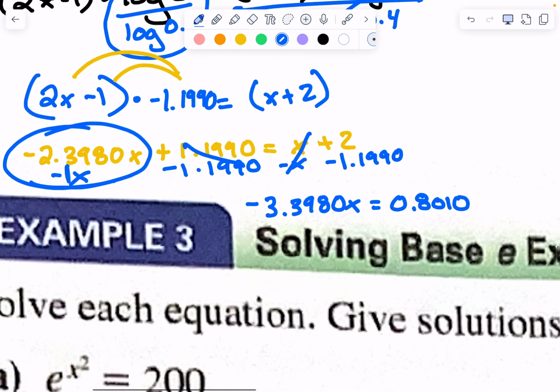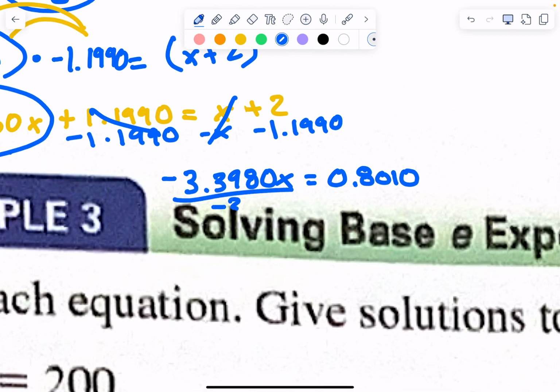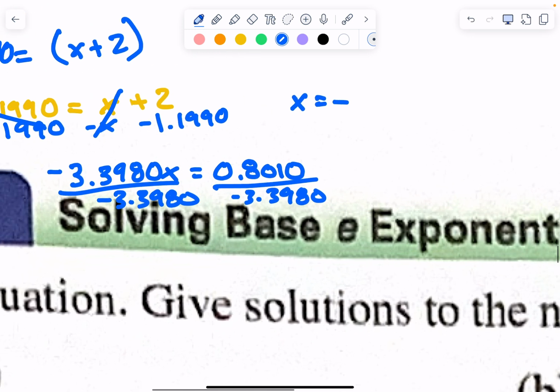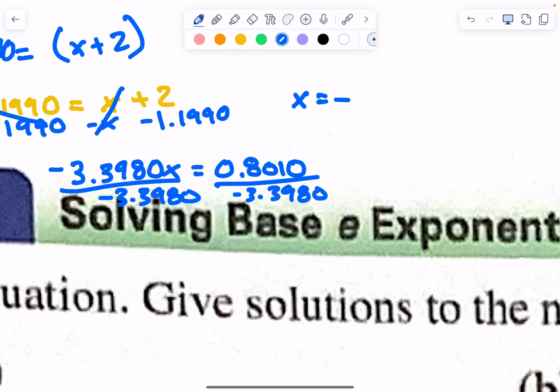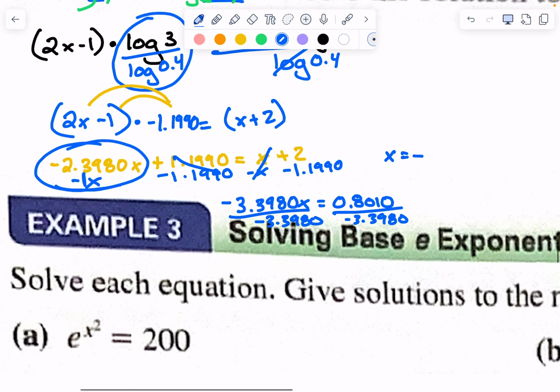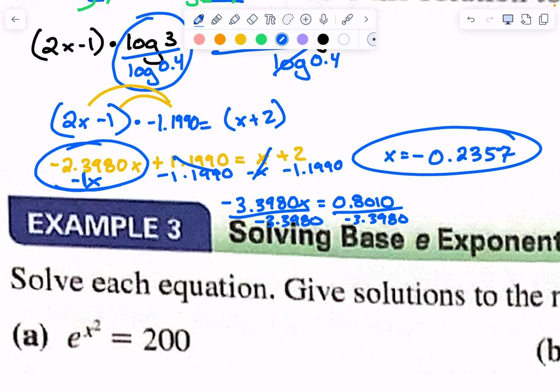Then we got to divide that. And then we just divide him. Divide by -3.3980. X is a big, long, ugly decimal that's negative. Wait, why are you going that way with the X? Because you got to get the X by itself. X is -0.2357. Yep. Perfect. There we go. That's what we got.